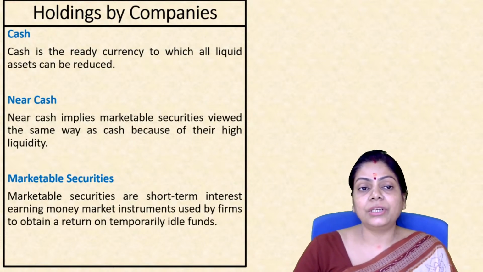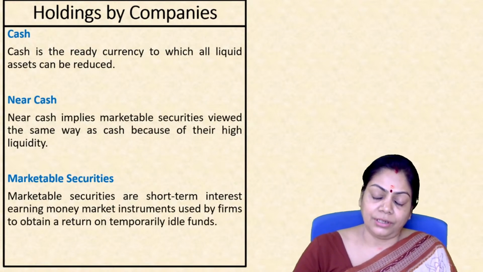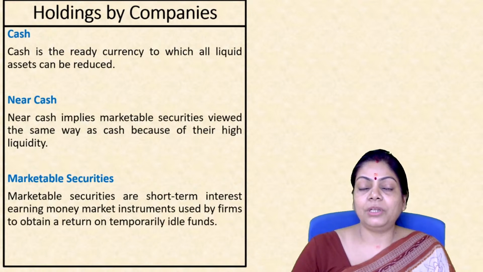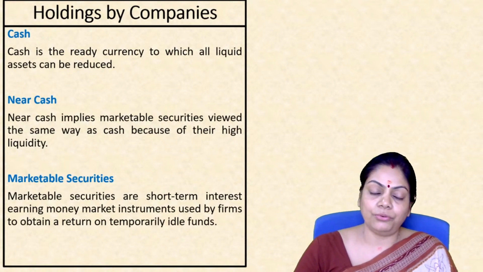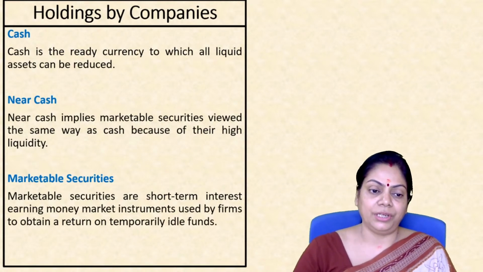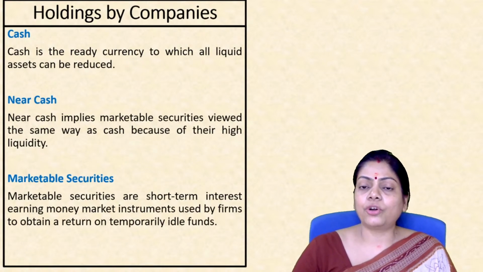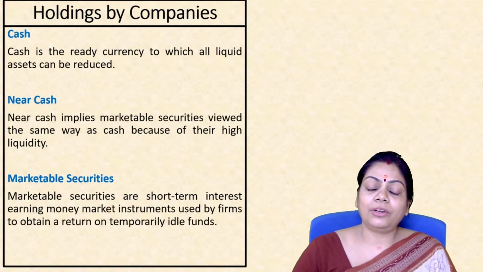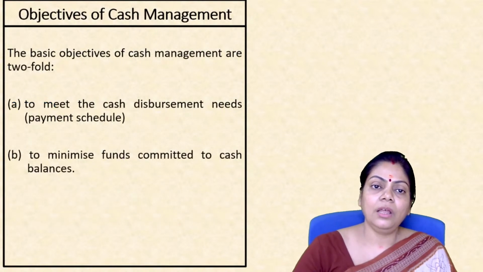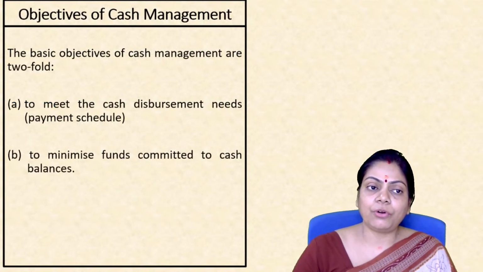Now, when we talk about cash, by cash we actually mean real currency. It also means near-cash items, for example securities which can quickly be converted into cash without much loss. It also means marketable securities, which are short-term interest-earning assets. We'll talk about marketable securities in a separate class altogether. So when I'm talking about cash, we mean all these things. Now, just now we talked about these objectives of cash management.